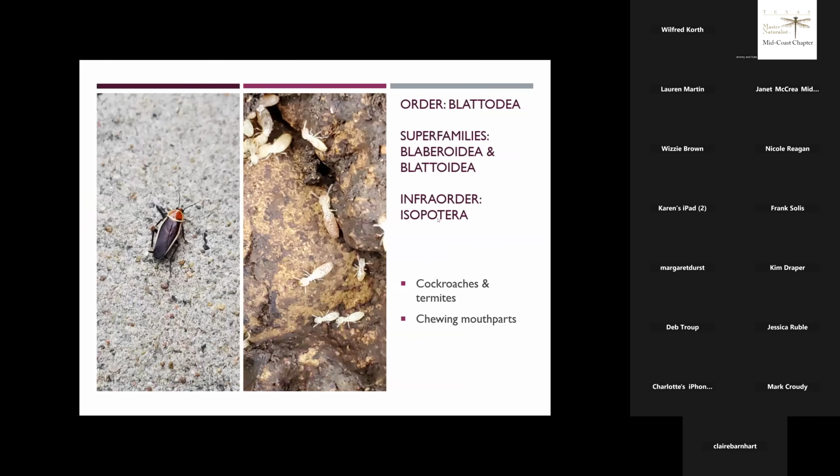Oop, there it is. That one right there on the left-hand side. That is my absolute favorite. I think they are so beautiful. We do have them in Texas. They are lovely. And cockroaches are my favorite group or order of insects.